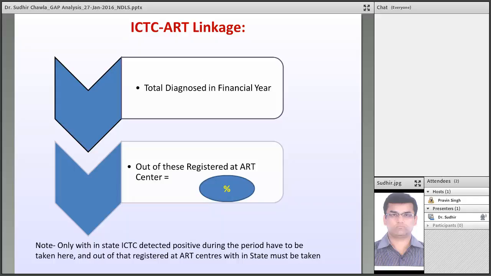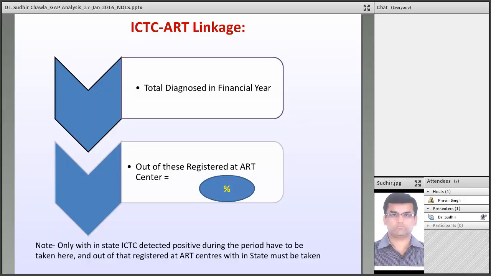It doesn't mean that patients diagnosed in other districts or other states and registered at our ART center will be included in this part. This is only for the current financial year diagnosed as HIV reactive in this particular district, and out of that, only those registered in ART center. Those who were diagnosed in the previous year and registered in this financial year at ART center may not be included. Those who were diagnosed at some other district or some other state may not be included in this registration.